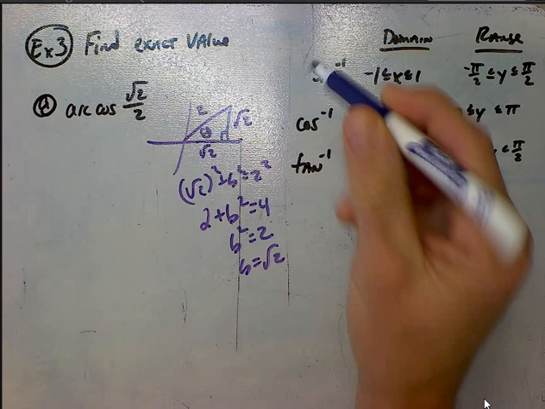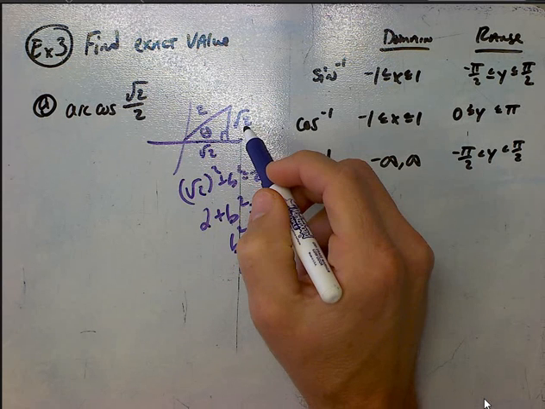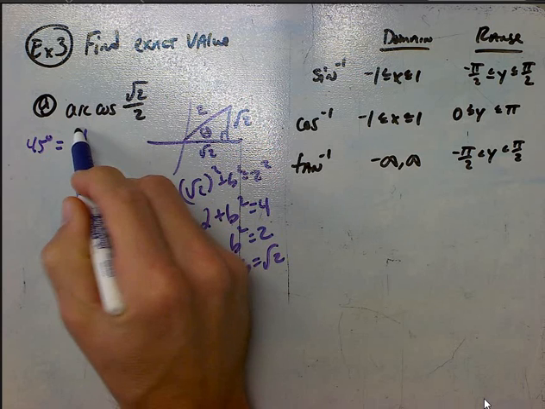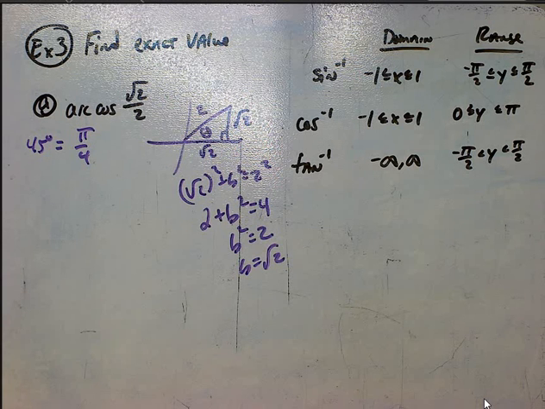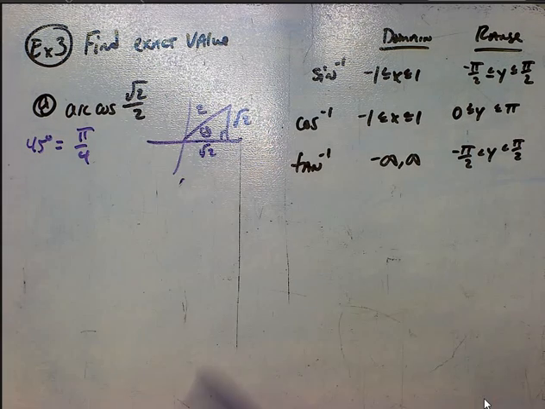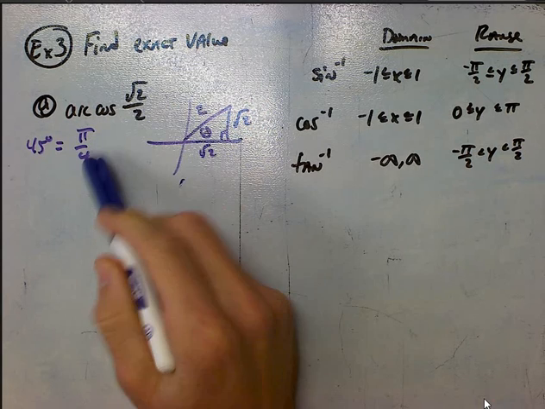Since these two sides match each other, I know that theta is 45 degrees, which is the same thing as pi over 4. So the arc cosine of square root of 2 over 2 is pi over 4, meaning that the cosine of pi over 4 is the square root of 2 over 2.